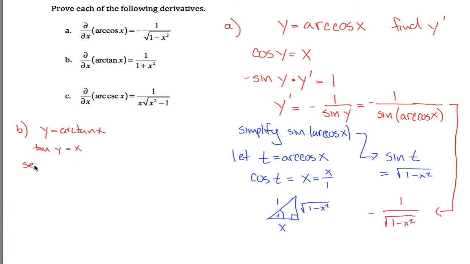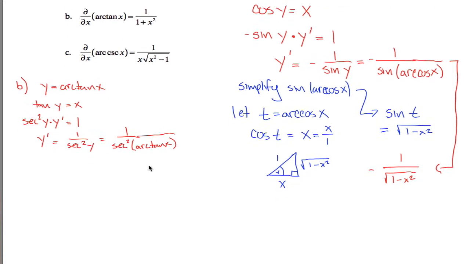Take the derivative of both sides. Derivative of tangent is secant squared. So I get secant squared of y, but I'm not done because I got to use the chain rule. Multiply that by y prime. Derivative of the right side is just 1. Therefore, y prime is equal to 1 over secant squared of y. I can rewrite that in terms of x, since y is arctangent of x.